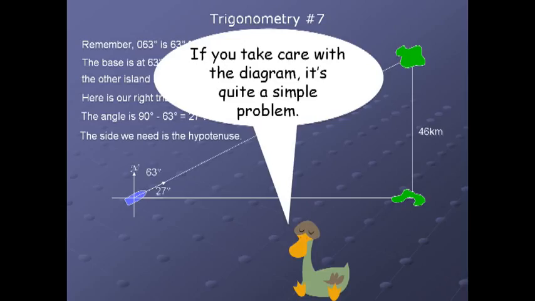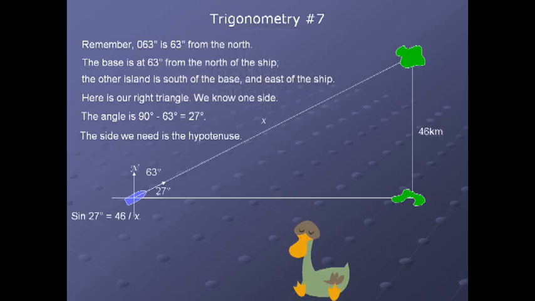If you take care with the diagram, it's quite a simple problem. Sine 27 degrees equals 46 over x. x equals 46 over sine 27 degrees, which equals 101.3 kilometres.